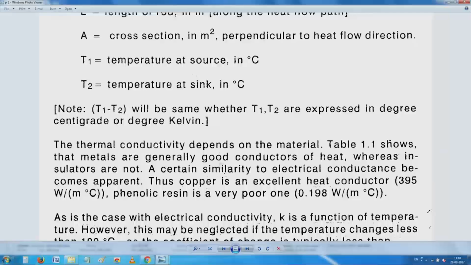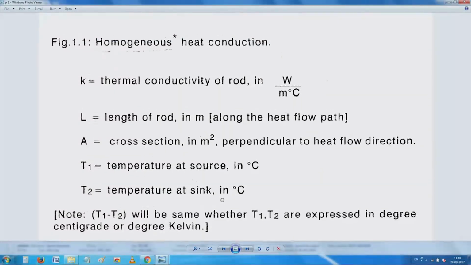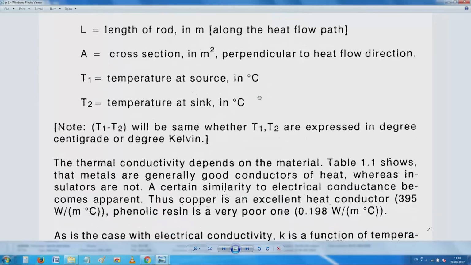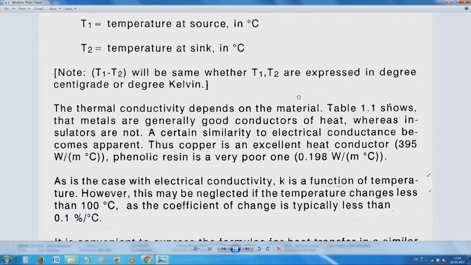Coming back to Fourier's law, thermal conductivity, as we know, has been defined in the table as watt per meter degrees centigrade, and then length of rod in meters along the heat flow path, cross section in meter square perpendicular to the heat flow path, temperature of source and temperature at the sink. That is how it has been done. It will be the same whether T1, T2 are expressed in degrees or Kelvin, because 273 gets cancelled.